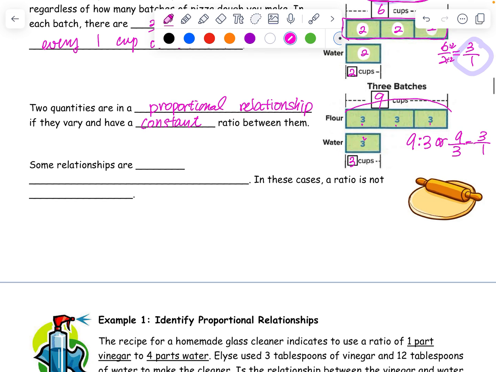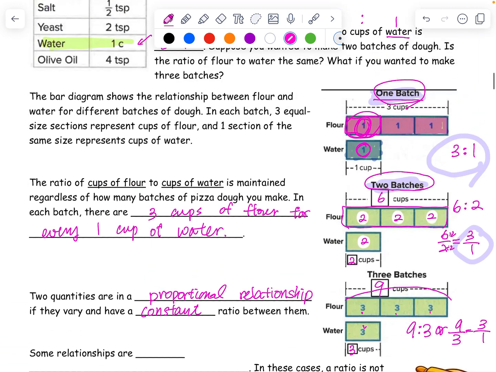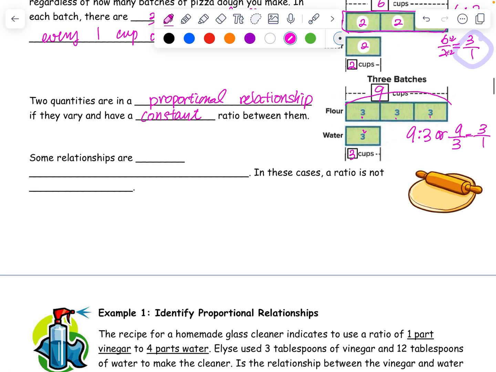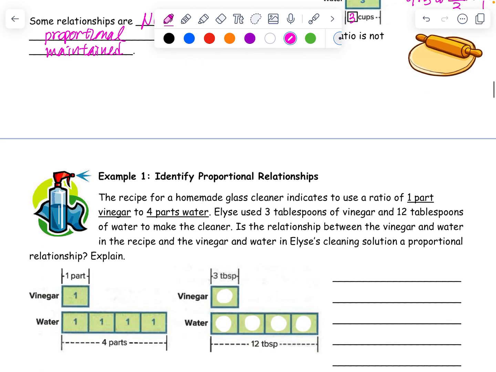Okay, all right, some relationships though are not. So these relationships are proportional. How about some relationships that are not proportional? In these cases, a ratio is not maintained. Okay, and we'll look at some of these relationships as well. All right, let's look at this example.